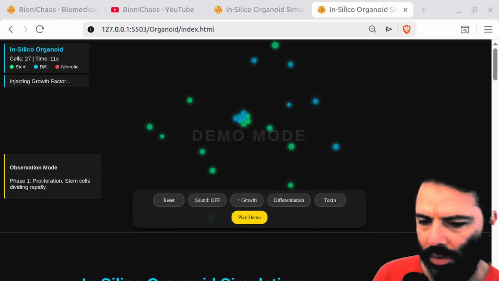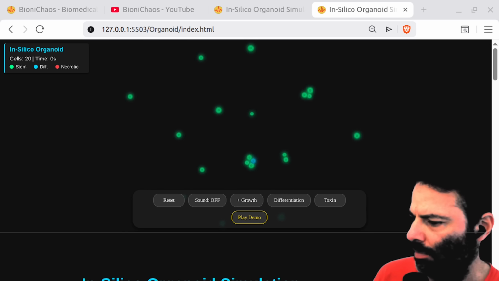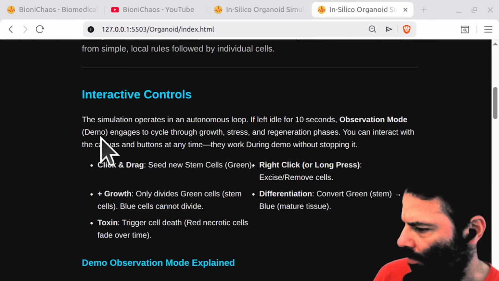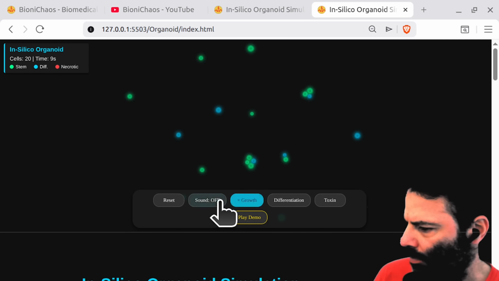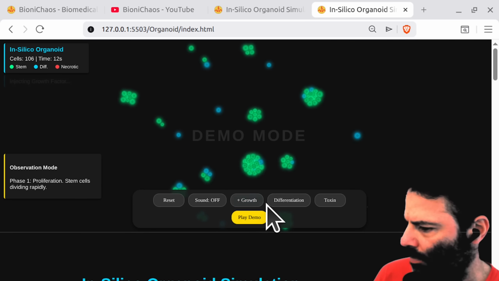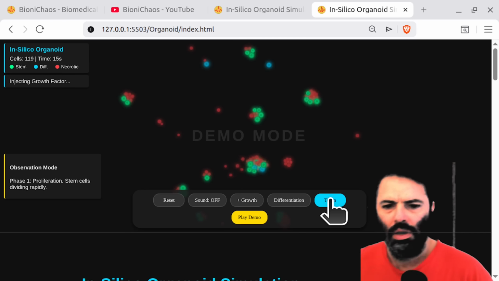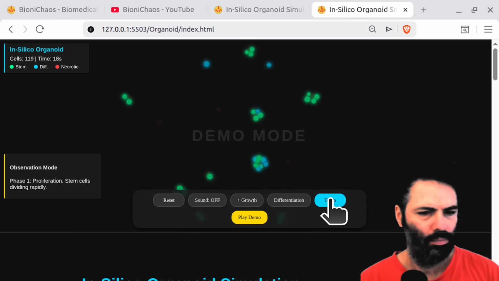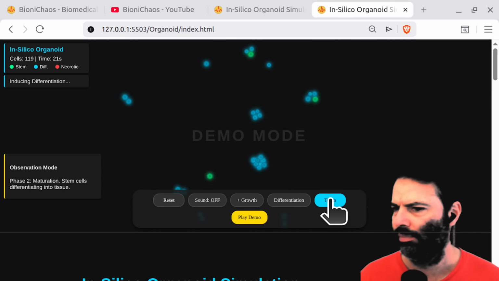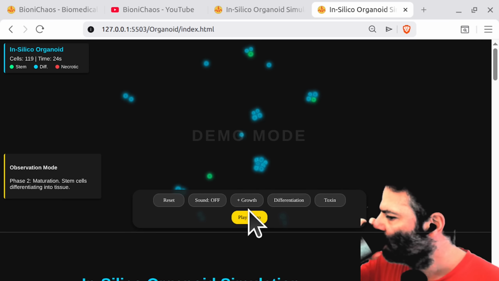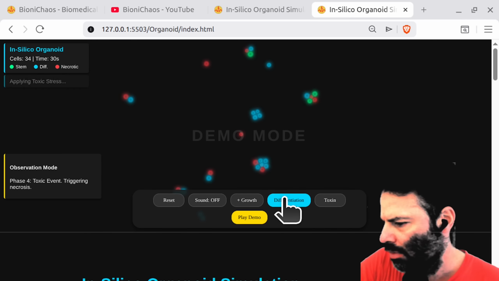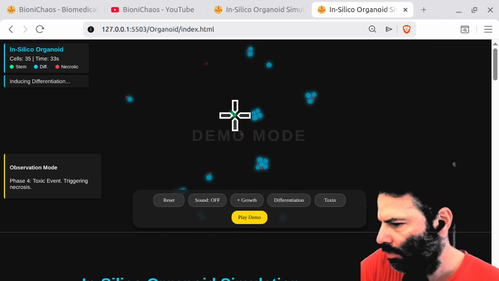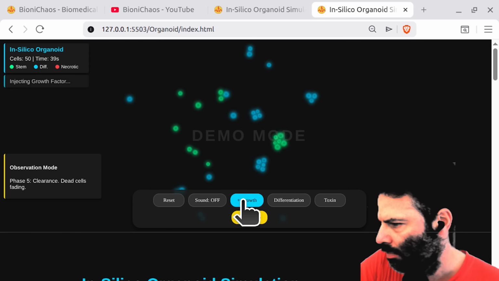I understand the issue. Let me explain what's happening, then update the help text below the canvas to clarify. Plus growth only works on green stem cells. In the code, inject growth factor checks if the cell's type equals 'stem'. So if your cells are blue, differentiated, growth does nothing. Demo mode's role: phase 2, differentiation step, converts green stem cells to blue differentiated cells. After that phase runs, you have mostly or entirely blue cells. Blue cells can't divide, so clicking plus growth shows injecting, but nothing happens, no stem cells to grow.